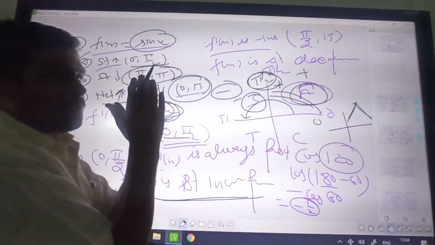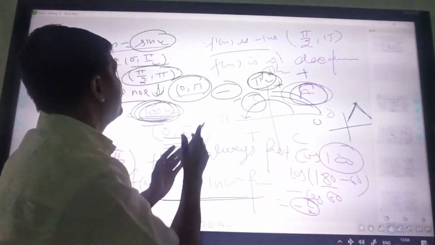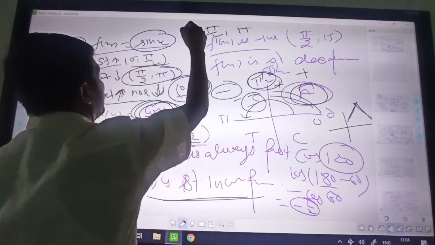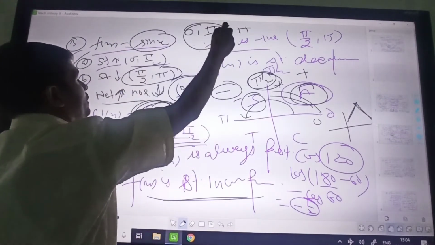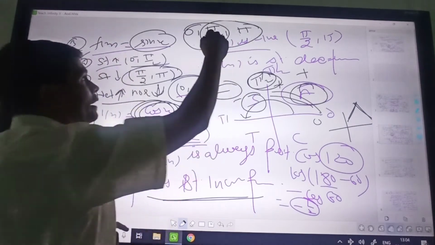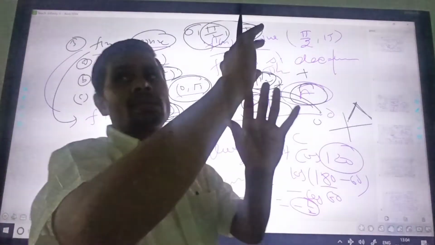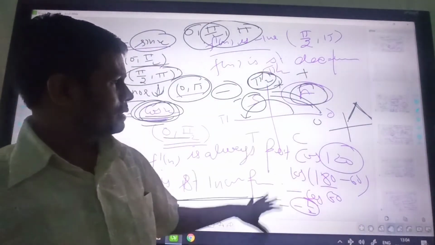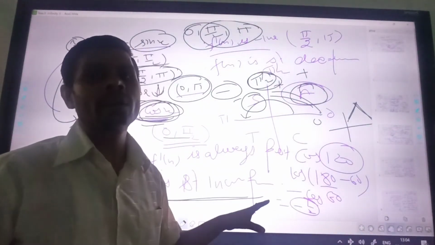So if we are breaking this 0 to pi into two intervals, 0 to pi by 2 and pi by 2 to pi. From 0 to pi by 2 it is positive, and pi by 2 to pi it is negative. So overall we can say it is neither increasing nor decreasing. So this one is the simple part of this one, and I hope that it is clear to you.